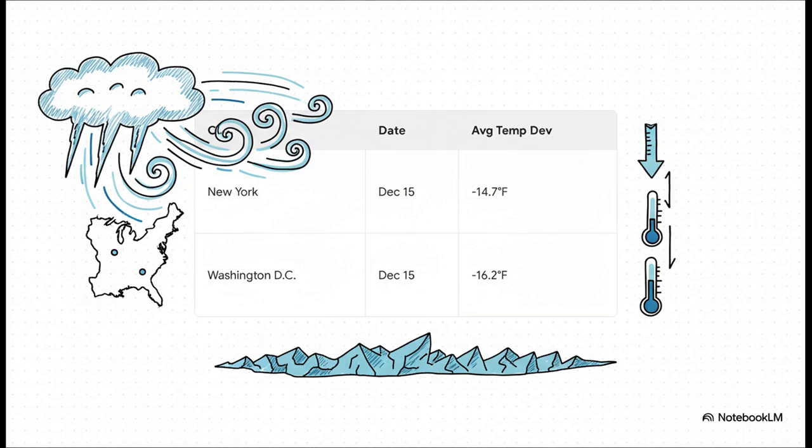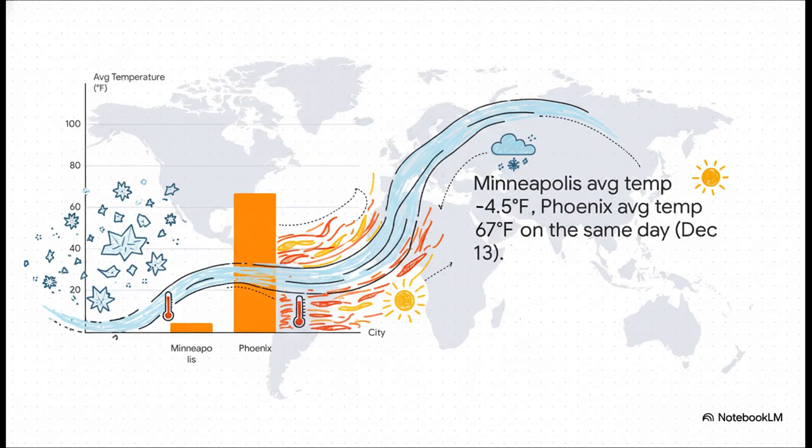So there you have it. From a wall of numbers, we've just tracked a massive weather event clear across 1,000 miles. And if you want to understand the sheer scale of this thing, just look at this comparison. On the exact same day that Minneapolis is averaging a brutal negative 4.5 degrees, Phoenix is a beautiful, balmy 67. This isn't some little local cold snap. This is a massive continent-spanning event.